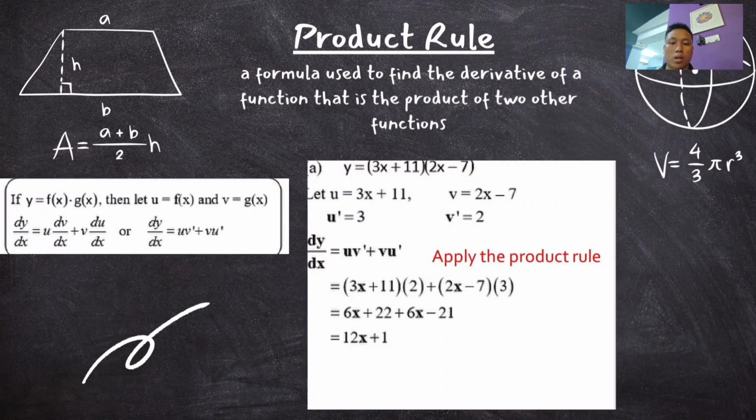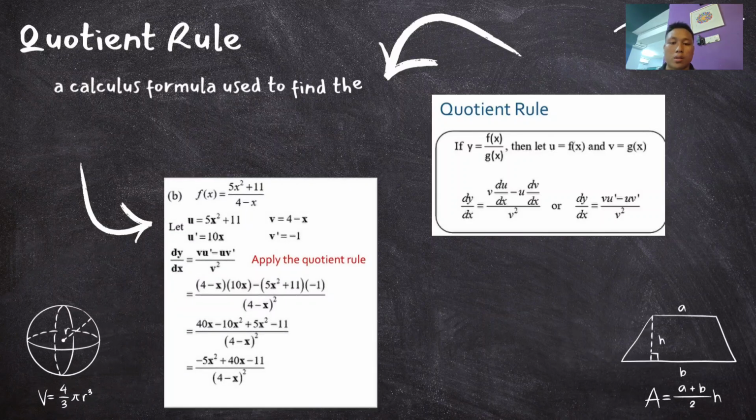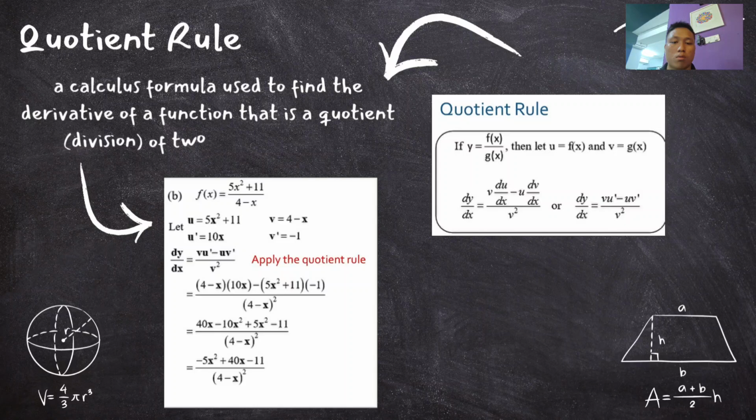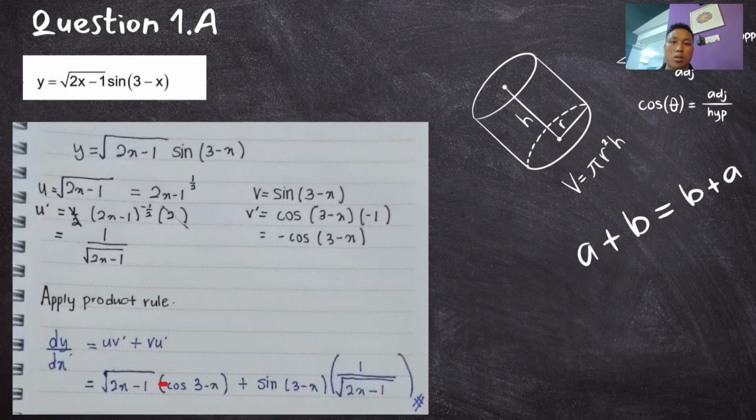Product rule. The product rule is a formula used to find the derivative of a function that is a product of two other functions. Alright, let's move to the quotient rule. The quotient rule is a calculus formula used to find the derivative of a function that is a quotient, or division, of two other functions. Alright, let's move to the first question.